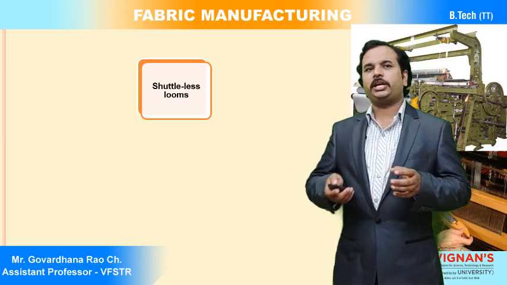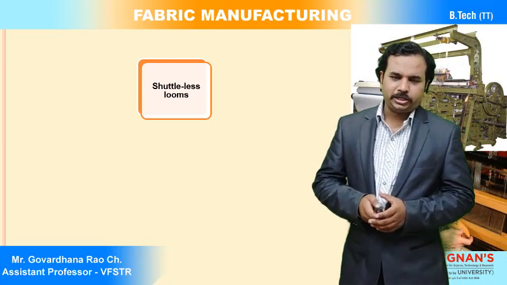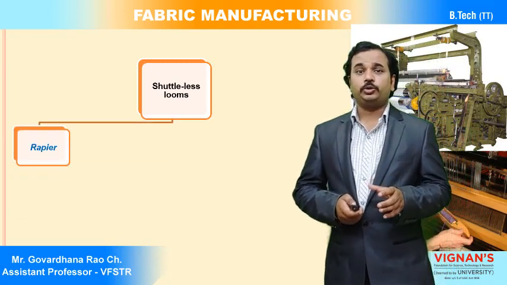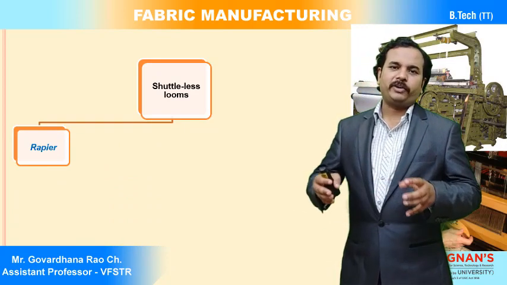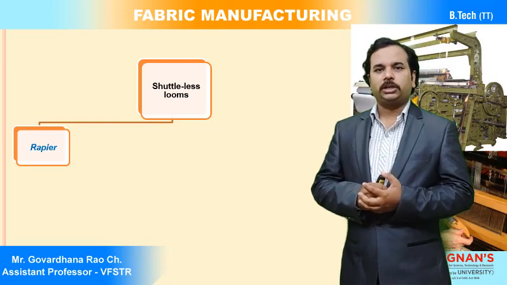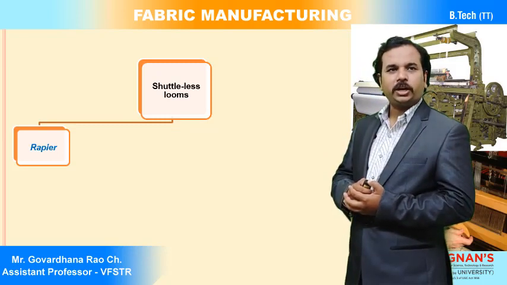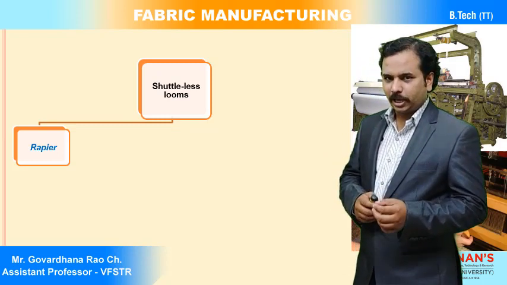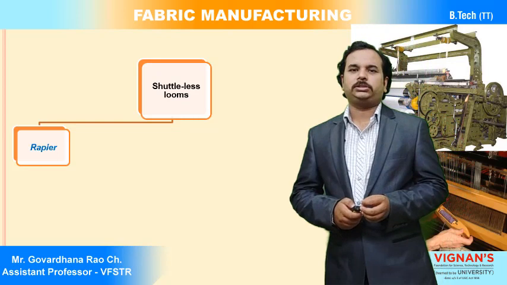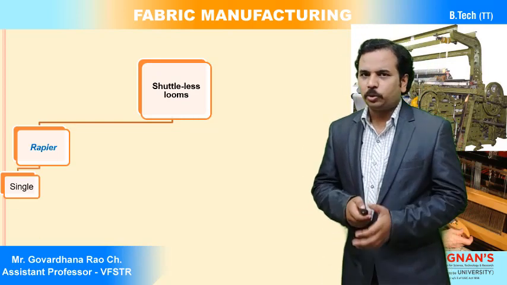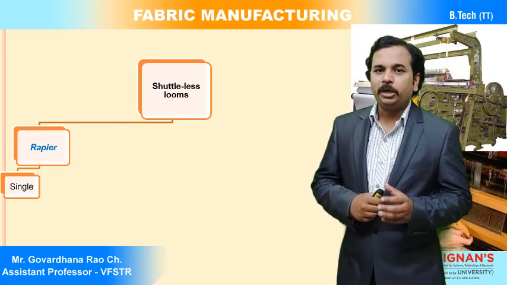What are the different types of shuttleless weaving machines? These shuttleless weaving machines are classified into 4 different categories, and one of the shuttleless looms is the rapier loom. In the rapier loom, we are going to insert the weft yarn by means of a rapier.